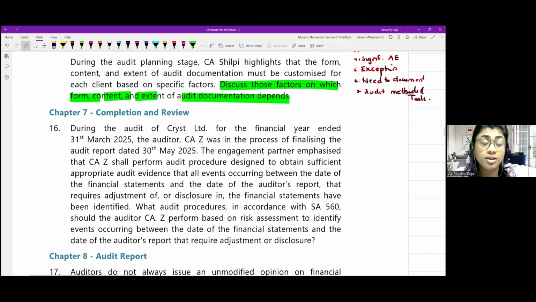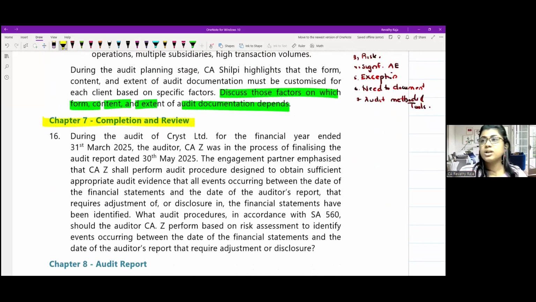Chapter 7, completion and review. What are the topics covered there? SA 560 subsequent events, 570 going concern, 580 written representation. Then 450, this one, what you call the 700 series, not in chapter 7. 450 evaluation, 260, 265 communication.